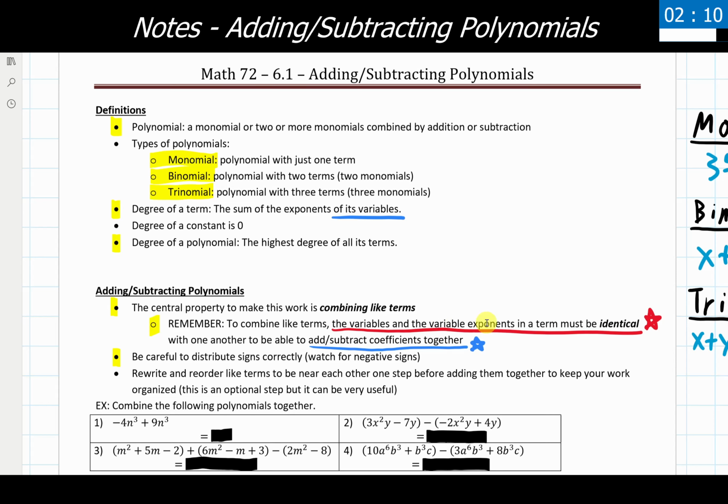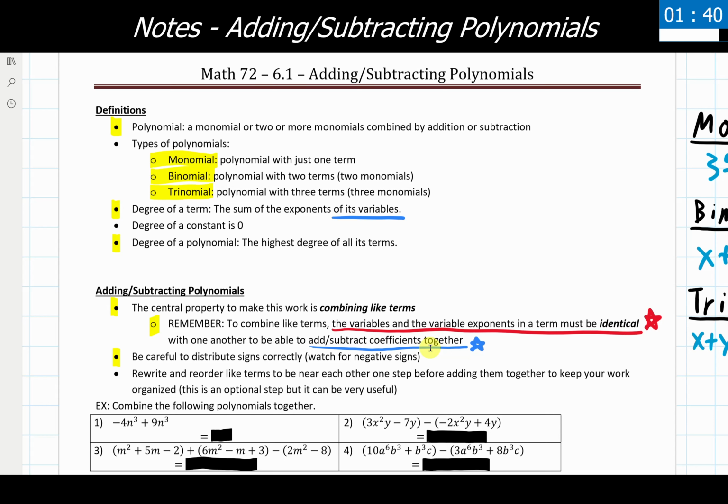If even one exponent is slightly off from the rest, then I do not have like terms, and these things must stay separated from one another. If they do have identical variables and variable exponents, then we can add and subtract just the coefficients together. It's just the numbers out front, the big ones that are sitting in front of the variables. Those are the only things that will add or subtract or change in this process.